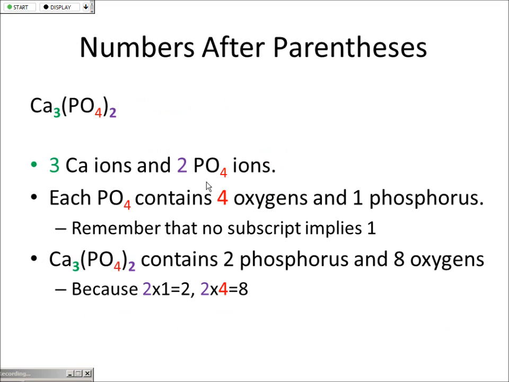It gets a little bit more interesting when there are subscripts inside the parentheses. So here's calcium phosphate. There are 3 calciums, because that 3 describes the calcium. That 2 describes the phosphate, the PO4s that are in there. There are 2 PO4s. Because there's only 1 P per phosphate, there's going to be 2 phosphorus. And because there's 4 O's in each phosphate, there are 2 of them, so that means there's going to be 8 of them total in the molecule.